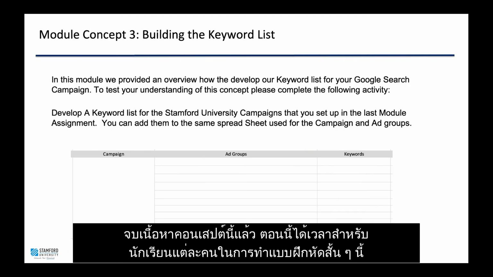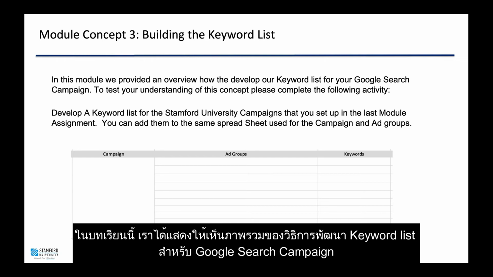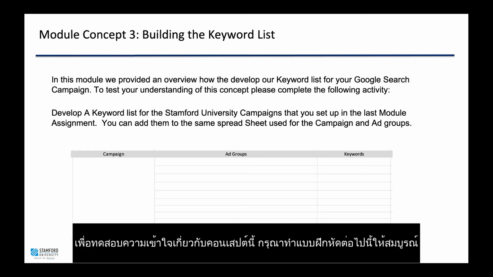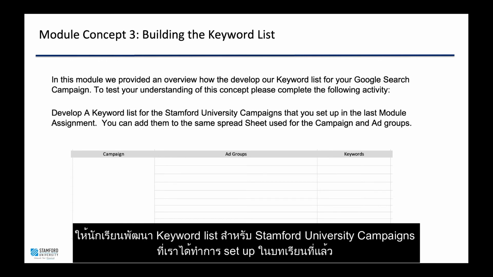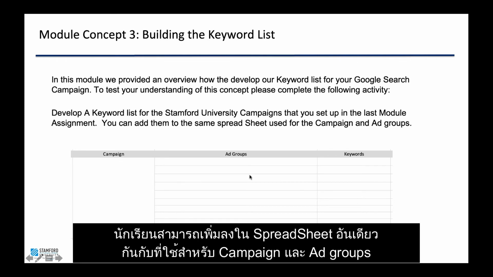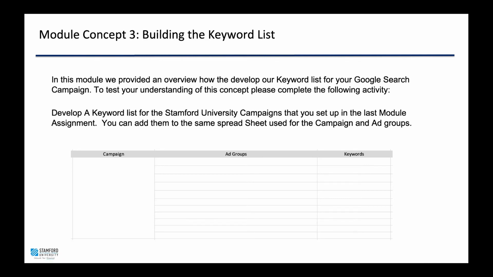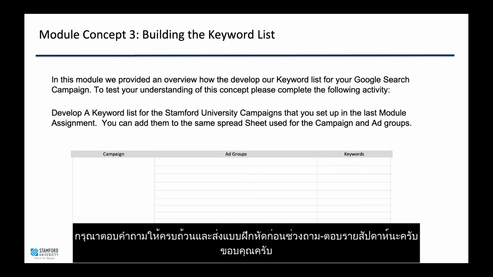Okay, so this brings us now to the end of this module concept, and now it's time for each student to complete this short activity. So using the same spreadsheet as the last module, I want you to develop your keyword list. And again, also use Stanford University as the example, okay? Add them to the same spreadsheet in this column here. So last exercise you did campaign and ad groups. Now let's add specific keywords there, all right? This would be a great exercise for you to practice. Once you're done, please upload it back into Blackboard and we'll review it in the weekly tutorial. Best of luck.